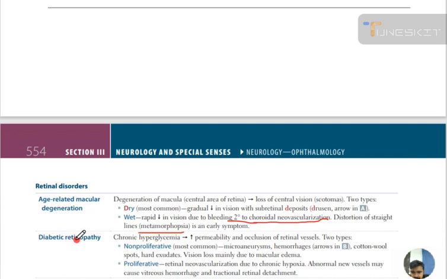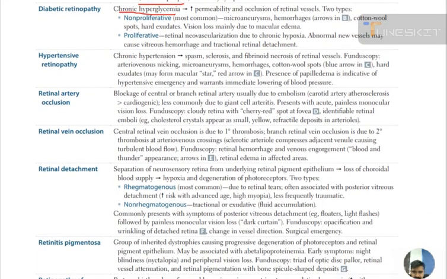Then is diabetic retinopathy, chronic hyperglycemia, which results in increased permeability and occlusion of retinal vessels. Two types: non-proliferative, which is most common, and proliferative. In non-proliferative, microaneurysms and hemorrhages are formed, as you can see in the picture, microaneurysms and hemorrhages.